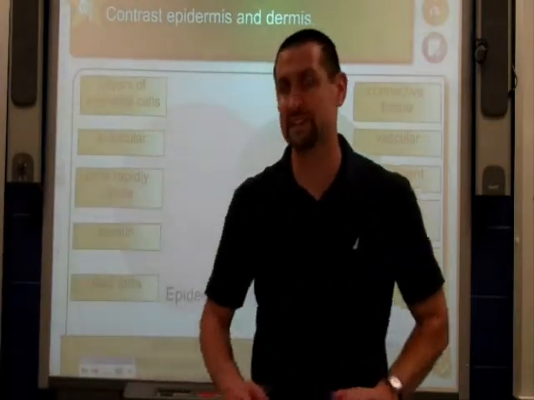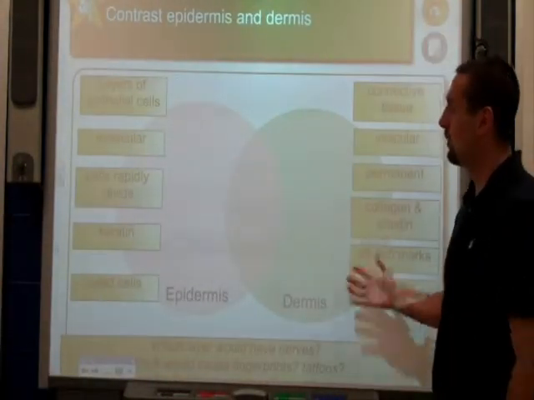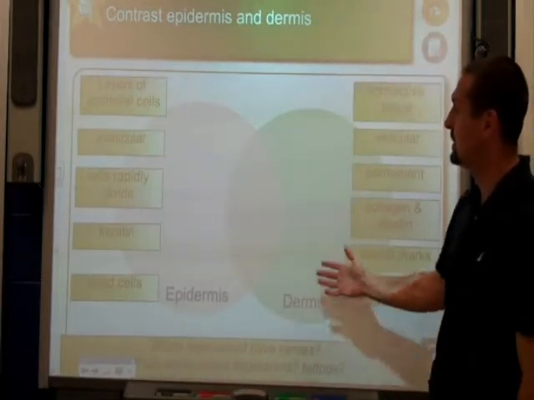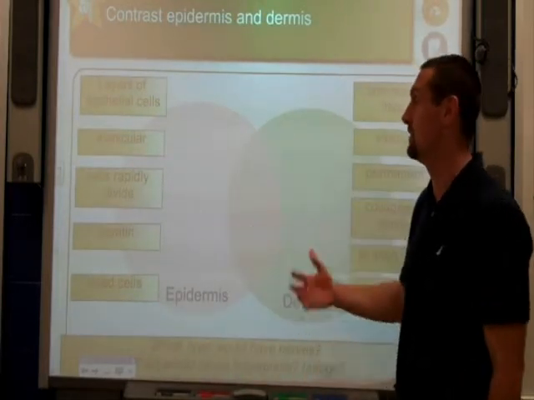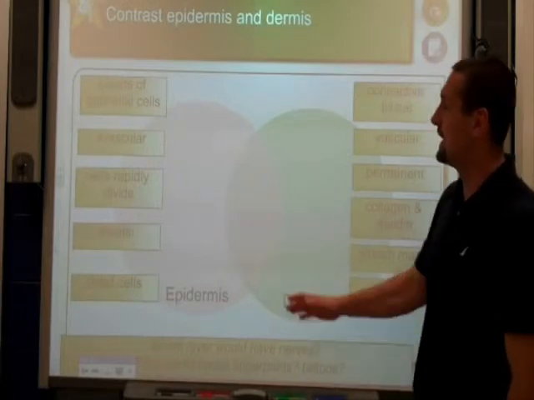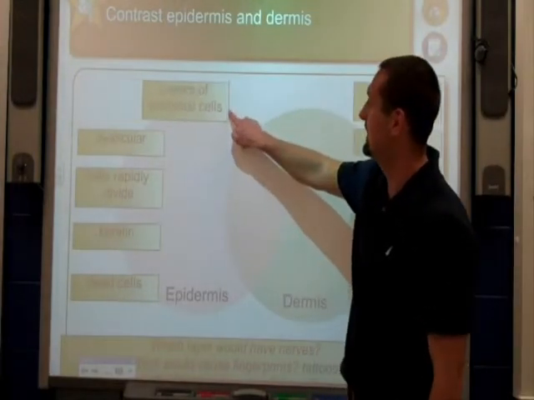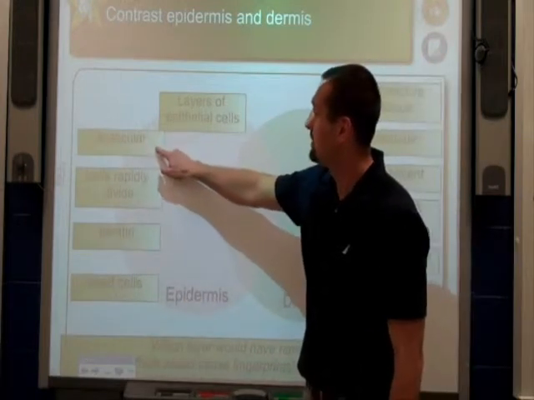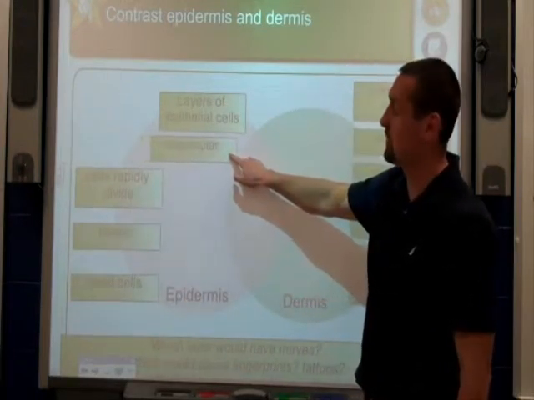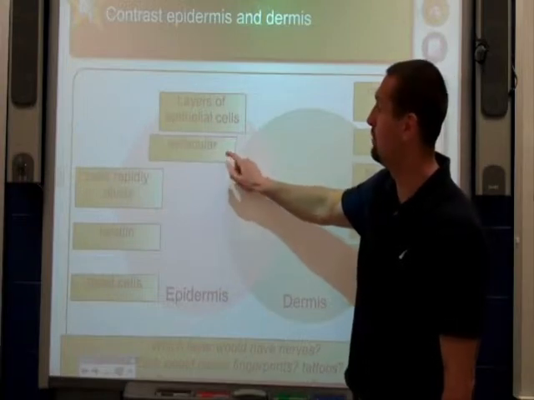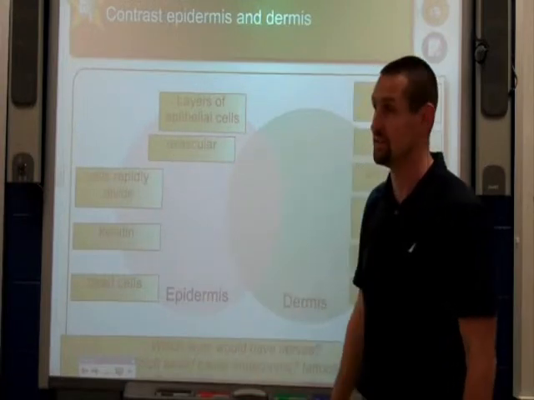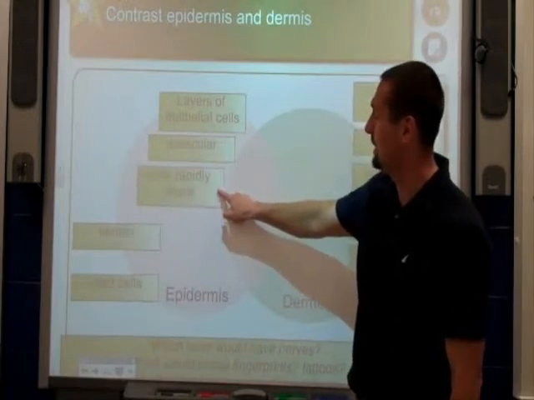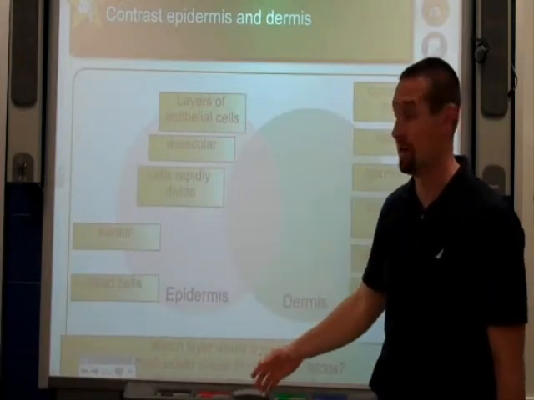So what is associated with what? What words would be associated with the epidermis? Which ones would be associated with the dermis? Which one would have a little bit of overlap? If we're looking at layers of epithelial cells, that's clearly going to be the epidermis. When we look at the parts of skin that have no blood vessels, avascular, that's also epidermis. When we're looking at where cells divide rapidly, that's in the epidermal area.